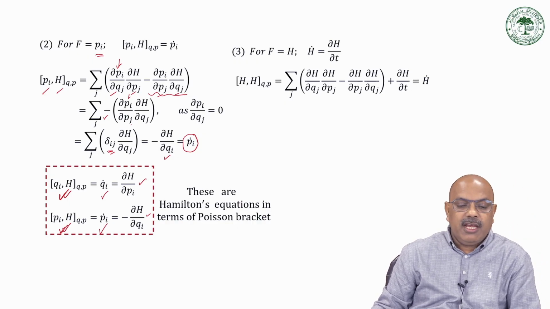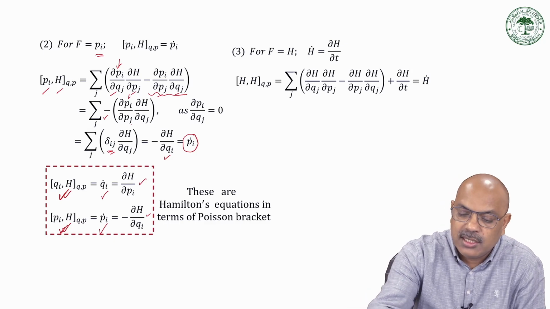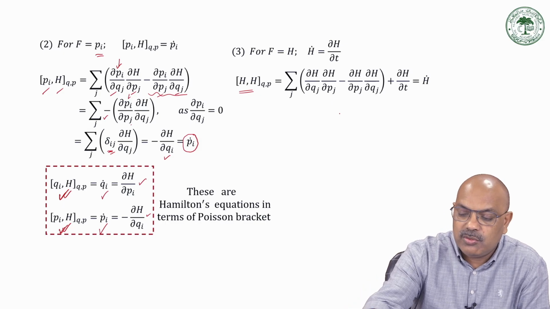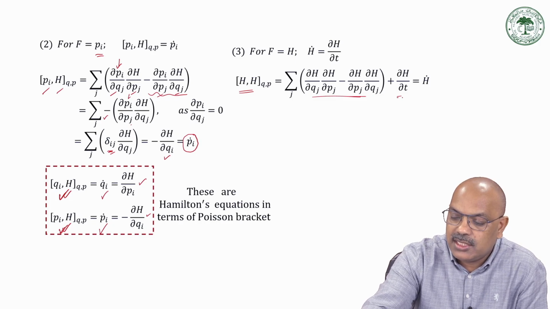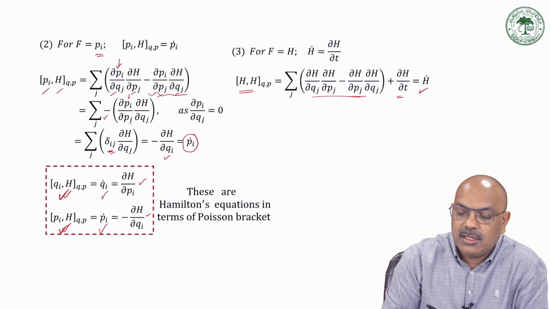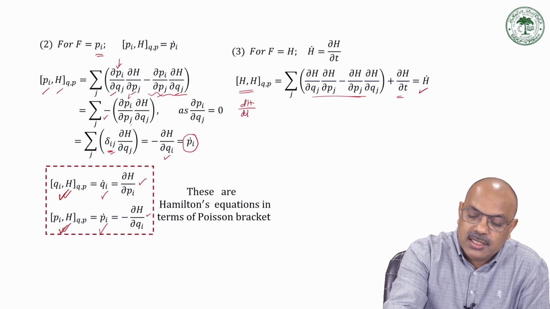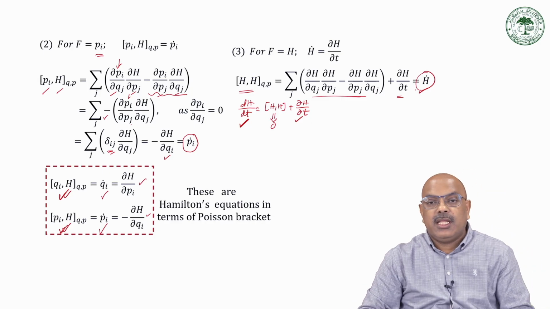Then if you put f equal to H, taking the Poisson bracket of H with respect to H is naturally 0, and what remains is ∂H/∂t. So dH/dt, the total time derivative, is going to be equal to ∂H/∂t.